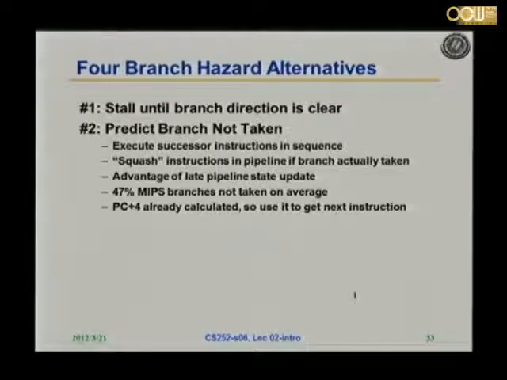An advantage of late pipeline state update, since all the final updates will occur only at the end of the pipeline, is that it is easy to invalidate instructions. And according to the author's benchmarking, 47% of MIPS branches are not taken on average. But as I told you, maybe only 20 to 30% are not taken. The rest are taken. And PC plus 4 is already calculated in the first cycle, so use it to get the next instruction. Use it to get the next instruction means to execute successor instructions.